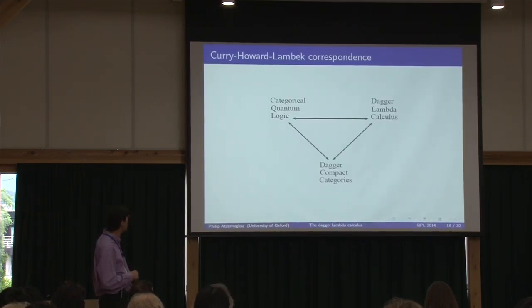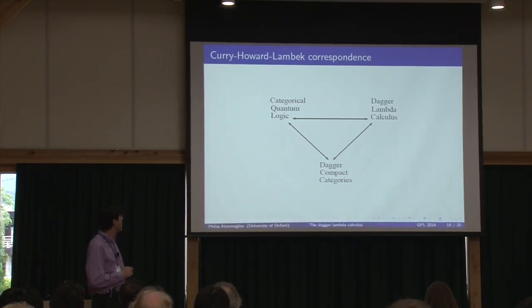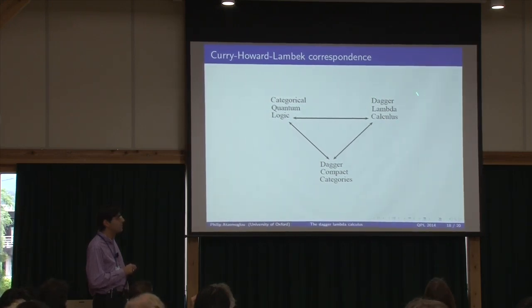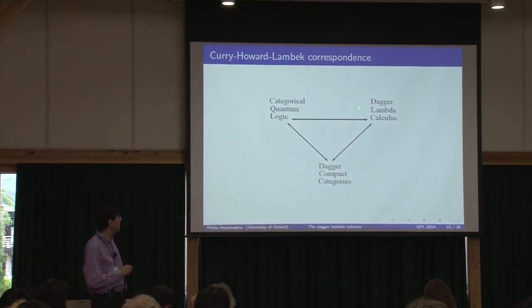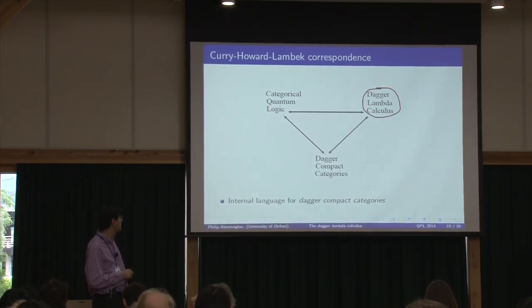And going back to the Curry-Howard-Lambek correspondence, which is the correspondence between categorical quantum logics and dagger compact categories, I'm coming in to fill in this gap of the third thing missing from the triangle. That's the dagger lambda calculus. And what I actually prove is that it's an internal language for dagger compact categories.